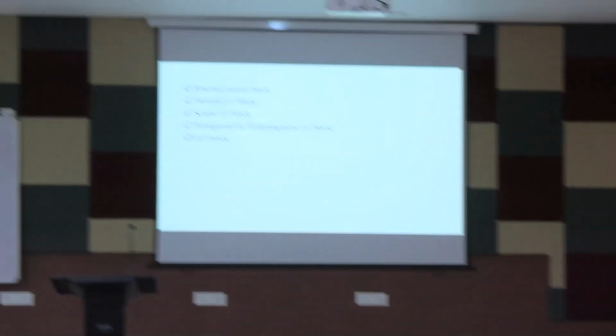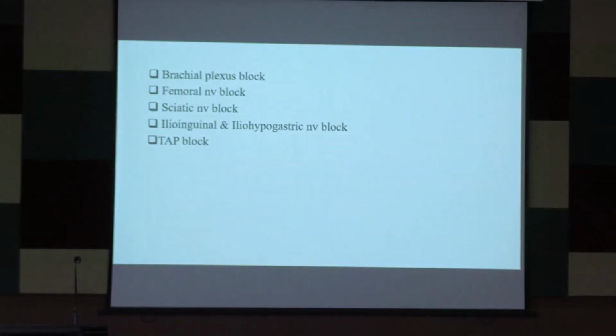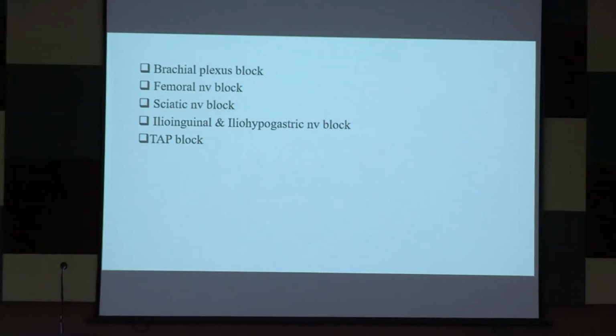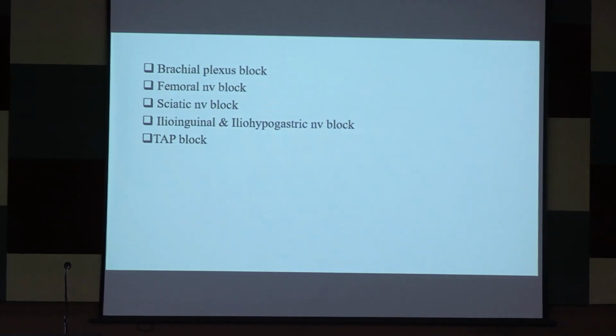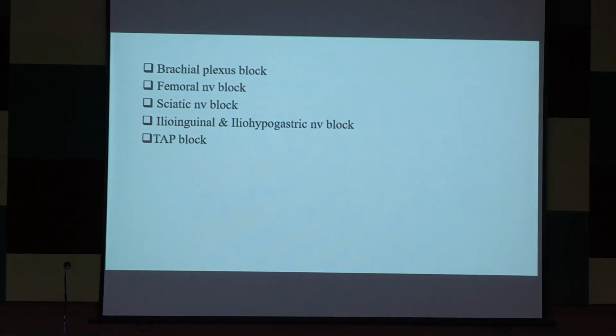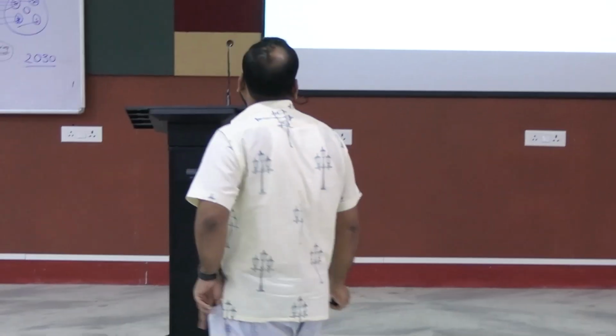তো যেগুলো খুব important বা most commonly we use during the surgeries, I'm talking about all of them, like brachial plexus block, femoral nerve block, sciatic nerve block, Ilioinguinal, Iliohypogastric nerve block, and TAP block. TAP block হচ্ছে transverse abdominis plane block. ঠিক আছে? তো brachial plexus block, first we'll talk about it.